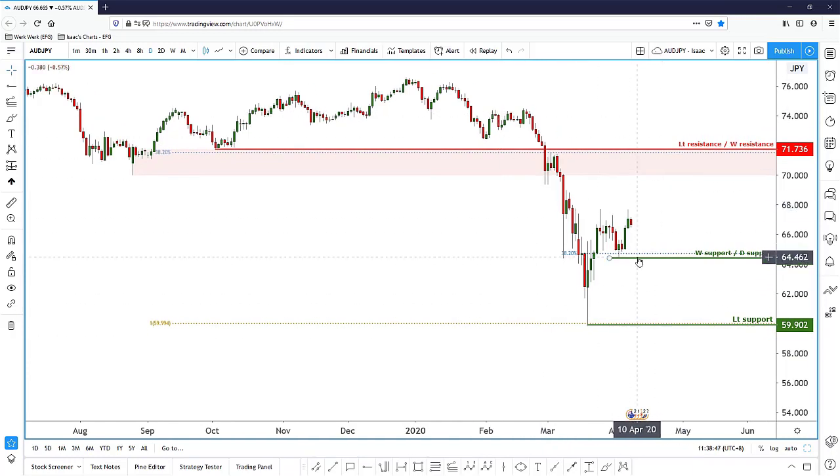So now that we have our weekly support, which is also our daily support, our long-term support, the graphical, right? And our long-term resistance, which is also our weekly resistance. Let's go down to the 4 hours to just tidy up and see where is the best area for the trade.